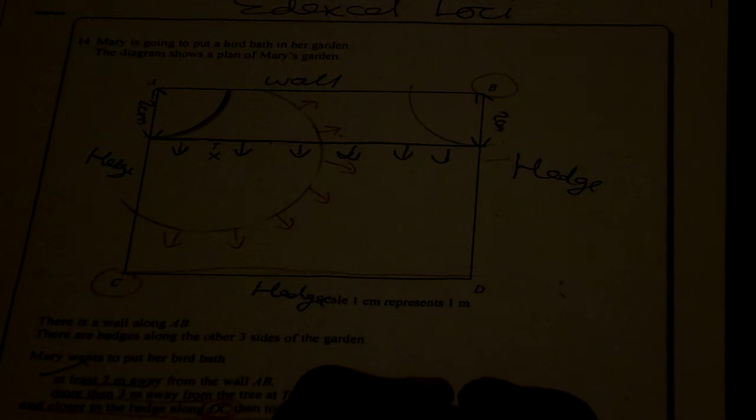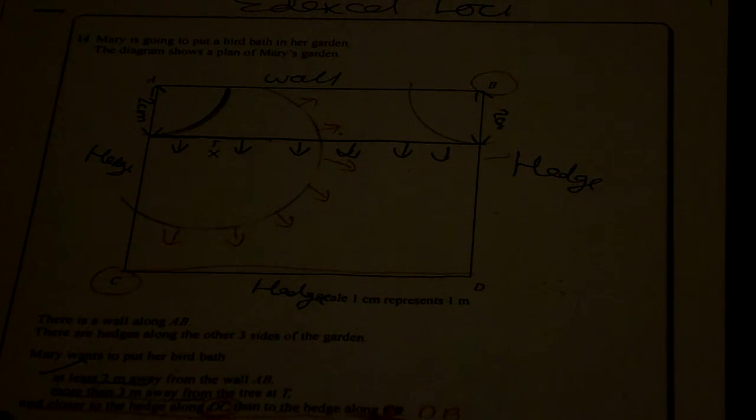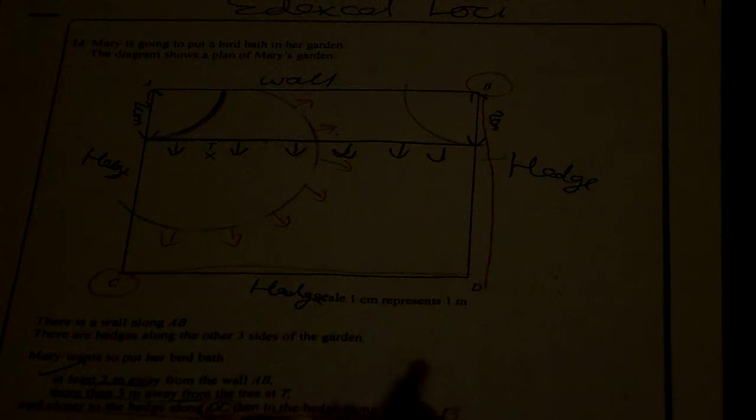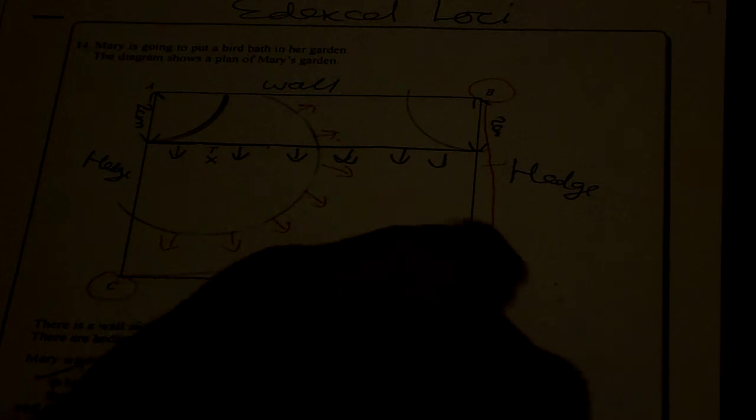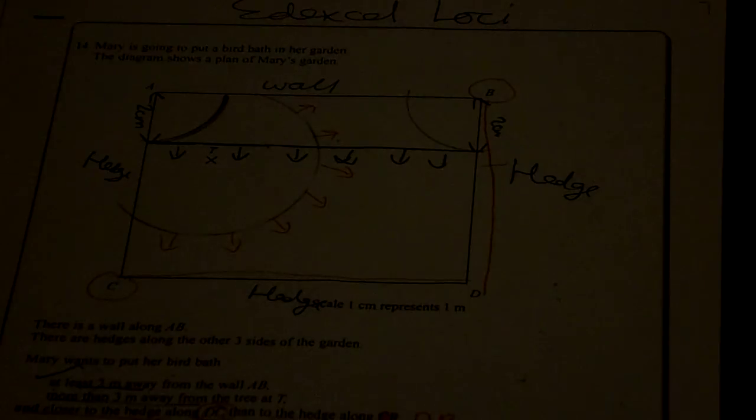Okay, welcome back, folks. This is the last part of the question. And closer to the hedge along DC as the hedge along DB. So we're looking at these two parts of the hedges. It will be closer to this hedge than this one. So what we need to do now is work out the angle bisector of these two.